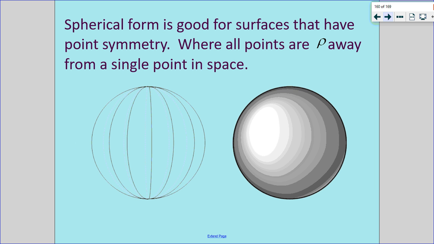Okay, so spherical form is good for surfaces that have point symmetry, where all points are rho away from a single point in space. Just if you have that quality, the equations are very simple in spherical form. So that's why we can describe a sphere by just saying rho equals 5. Think of how complicated the sphere equation is in Cartesian. X squared plus y squared plus z squared equals 5 squared. Or we could just say rho equals 5. So the more symmetrical the shape is, the more simple those equations are going to be in spherical form.